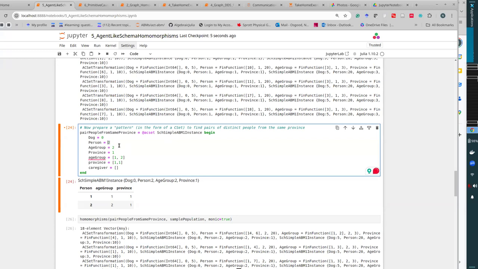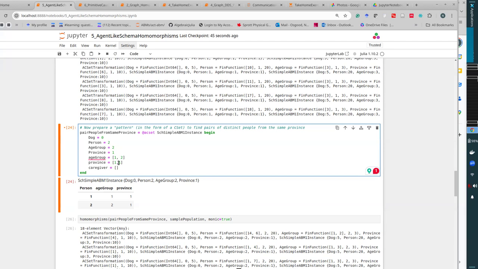I'm trying to give you the idea here. I'm glossing over a lot of particulars, but you could think, okay, there are two people. They can be in two different age groups. They don't have to be the same age group, but there's only one province between them. Person one's age group is age group one, and person two's is age group two. We're not imposing that they be the same.